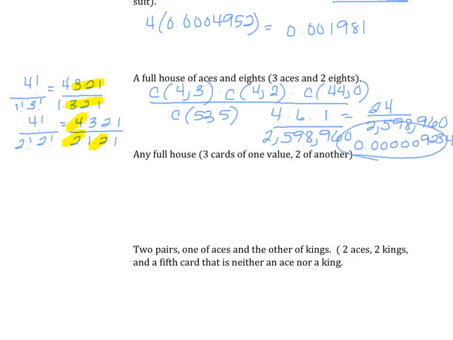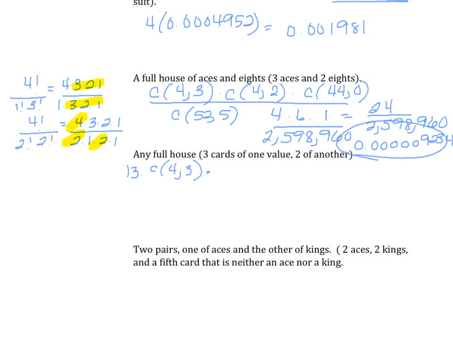Let's determine a full house, but this time we're a little more lenient. We have 3 cards of one value and 2 cards of another, so we don't really care which. So we have 13 different options, anywhere between an ace and a king, and each one of those has 4 options within it. So I have 13 options, and of those options, each one has 4, and I want to choose 3 of those 4.